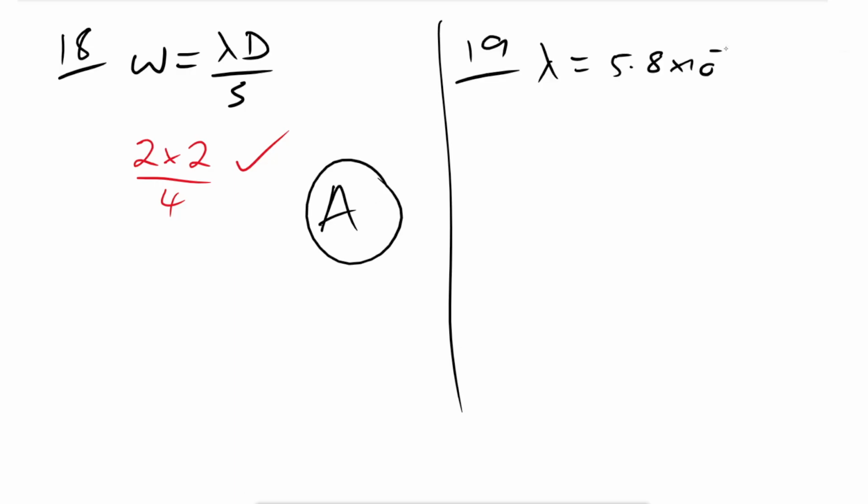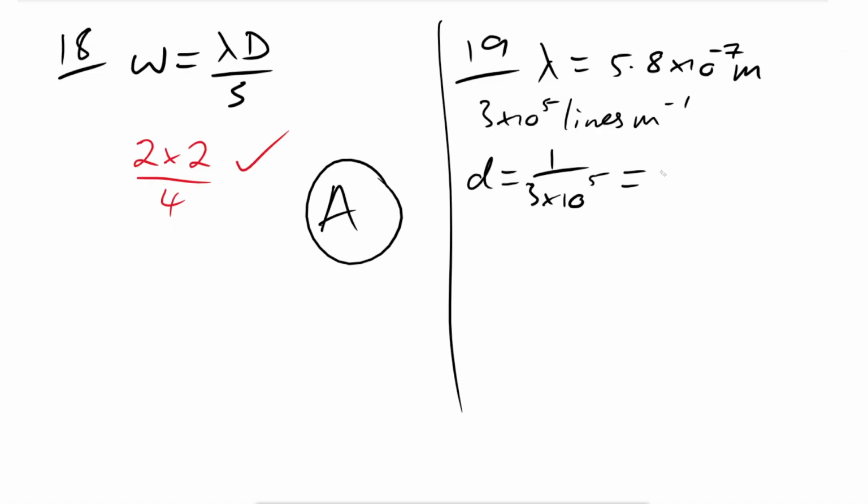We have a wavelength of 5.8 times 10 to the minus 7, and we have 3 times 10 to the 5 lines per meter. We want meters per line for our d, so d is going to be, well, it's nice that they've again given it as lines per meter, not lines per millimeter. So that's going to be 3.3 times 10 to the minus 6 meters.